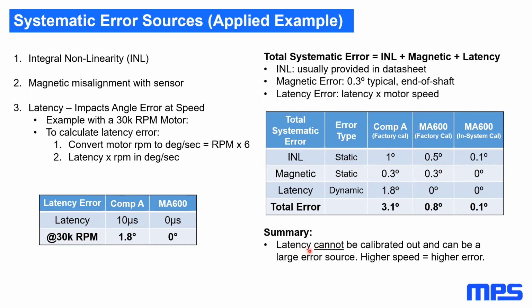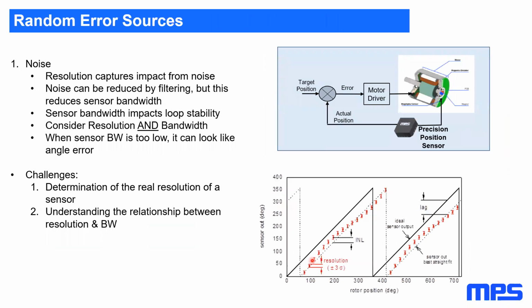It's important to remember that latency can't be calibrated out because it's speed dependent. So unless you know what your speed is and you're depending on the sensor to know what your speed is, higher speed is going to cause a higher error. So that part can't be calibrated out. All right, we'll get back to a little bit more of this MA600 later on in the presentation, but let's move on to our random error sources.